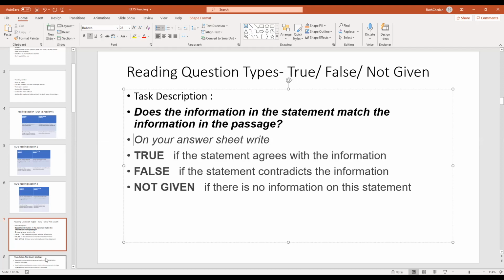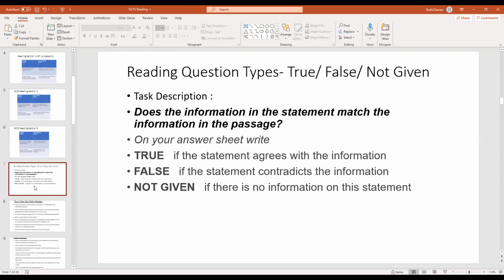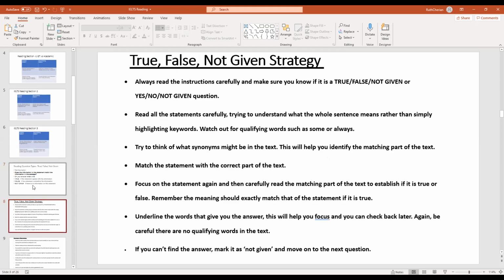Okay, so what is a strategy, or how do you approach these types of questions? If you want to take a picture of this, feel free to take a picture. If you want to note it down, doesn't matter. This is the strategy for true, false, not given. This is one of the many strategies. There are many kinds of approaches for all your IELTS questions. This is one of them.